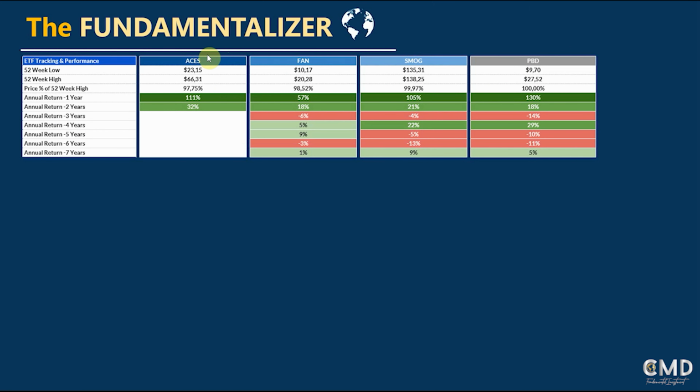We then obviously want to understand how these ETFs have been performing, and if we look at ACES, we can see there's only results for the last 2 years, that is since the inception of the ETF, and it has performed very well over the 2 years. FAN, on the other hand, has been doing quite okay, but not fantastic. It's the worst performing of all of them, but in bad years it's a bit more stable than at least SMOG and PBD. If you look at SMOG, it has done relatively well, especially the last year, of course, and a similar story for PBD.